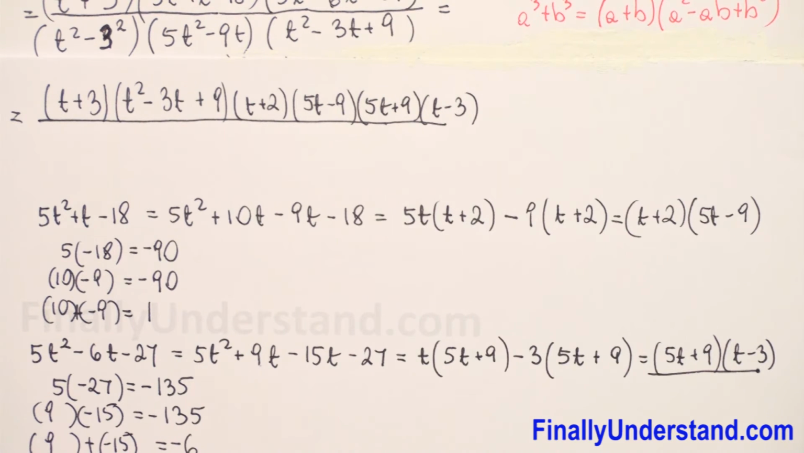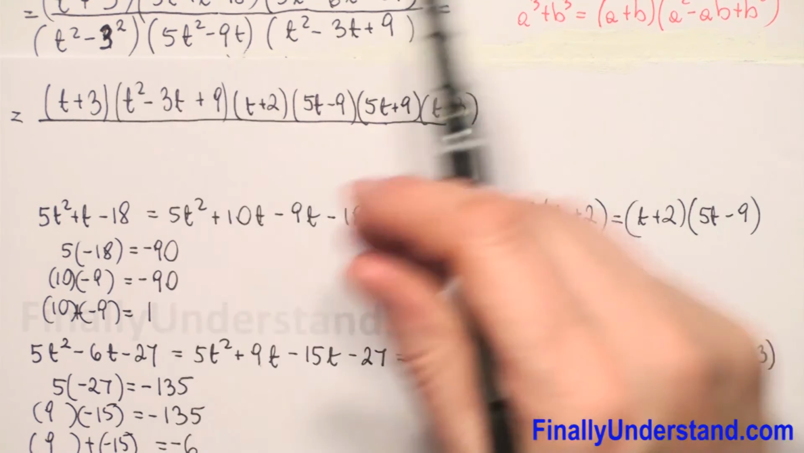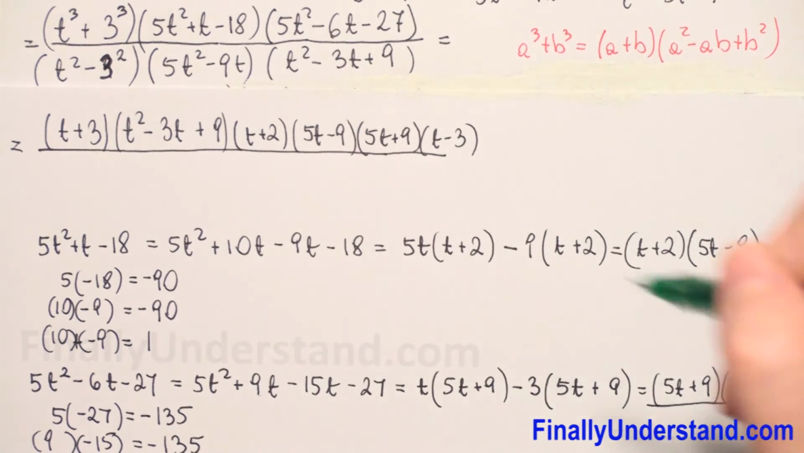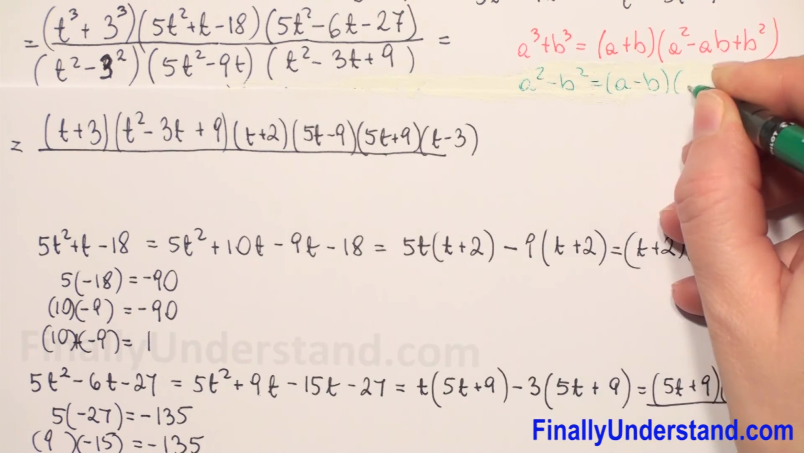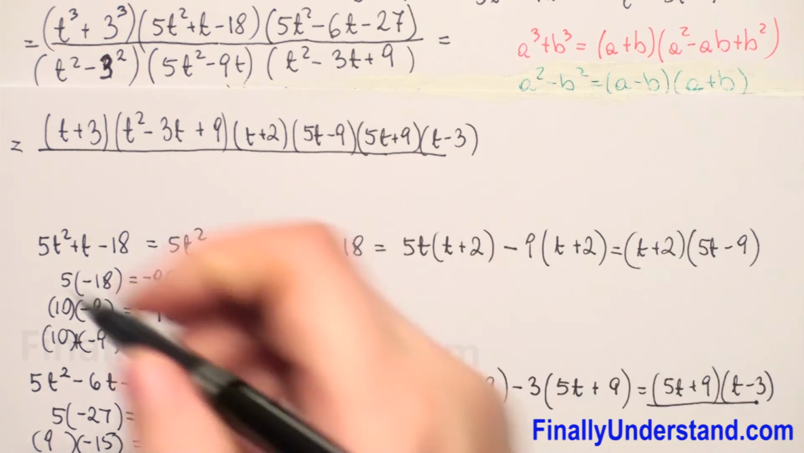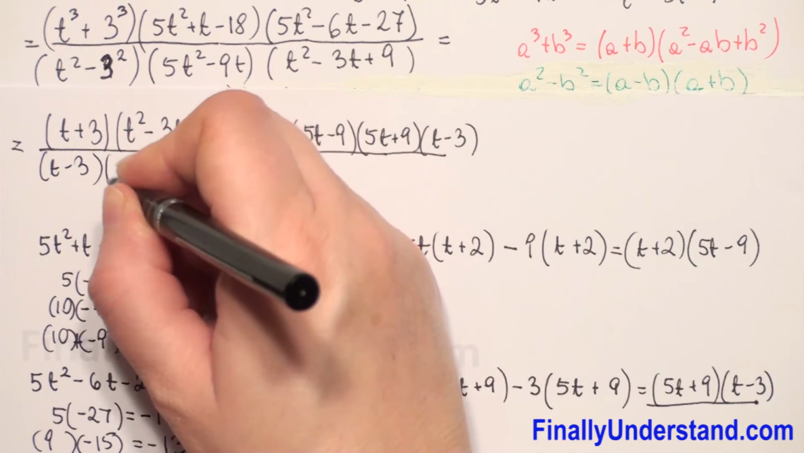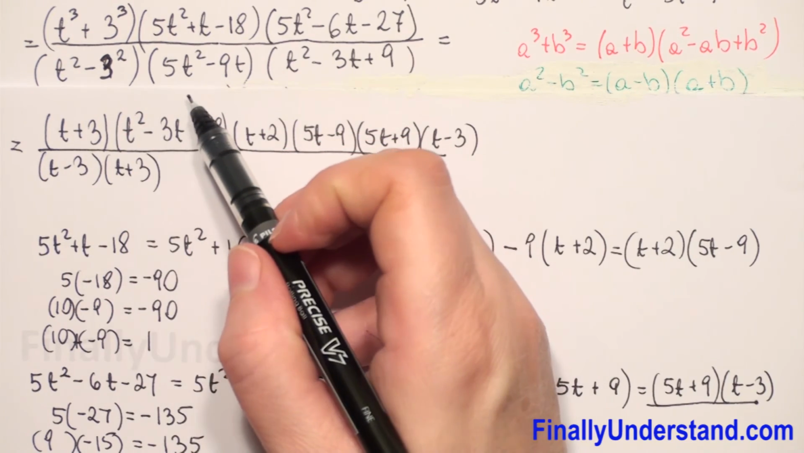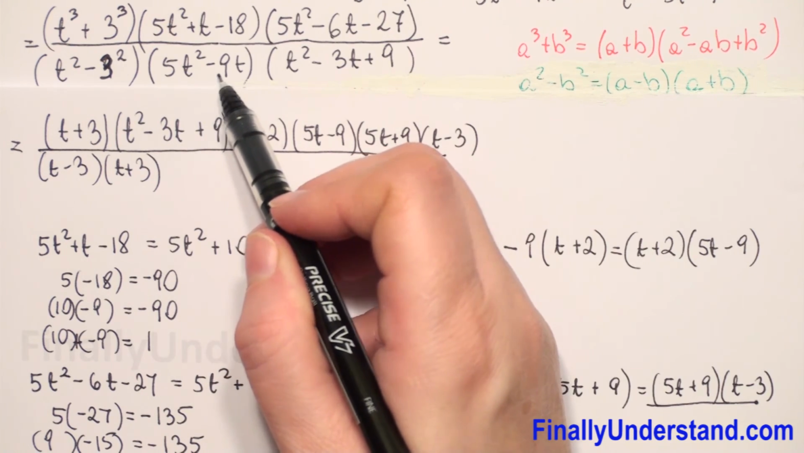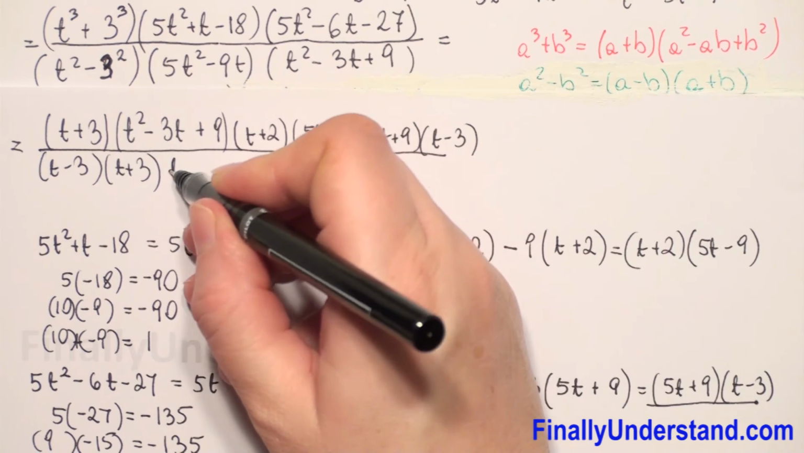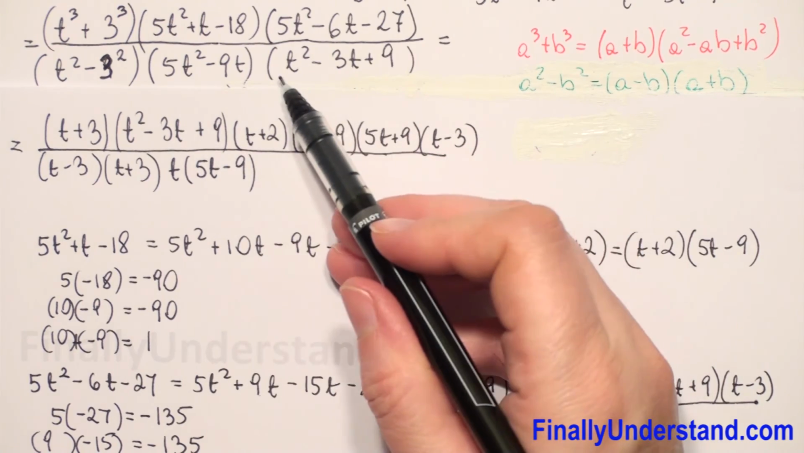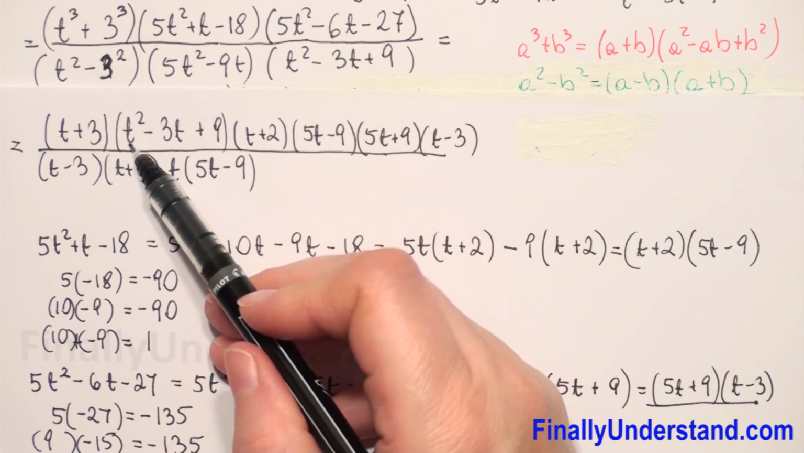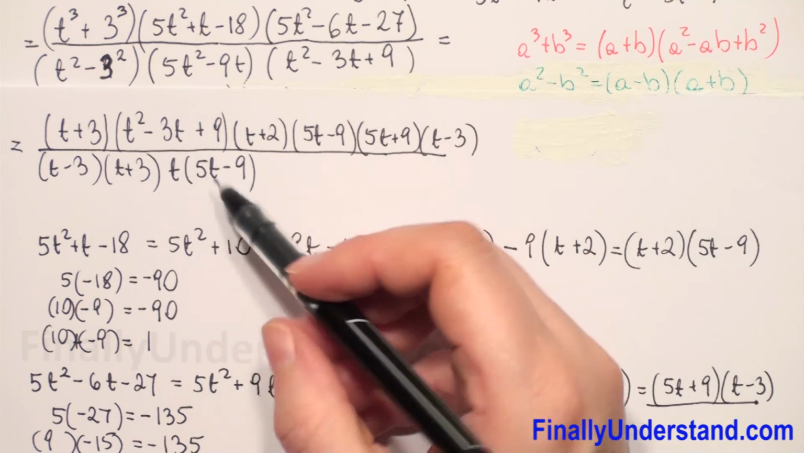And now we have to try to factorize the denominator. We have t squared minus 3 squared. So we will use the formula that a squared minus b squared is equal to a minus b times a plus b. So in the denominator we will have t minus 3 times t plus 3. Next, we have 5t squared and minus 9t, so we can factorize t. In parentheses we will have 5t minus 9. And the last one we will rewrite, because we have the same expression as in the second parenthesis in the numerator.